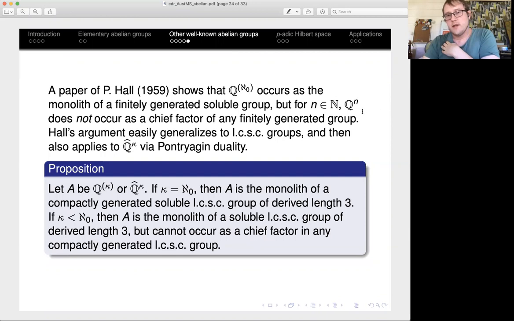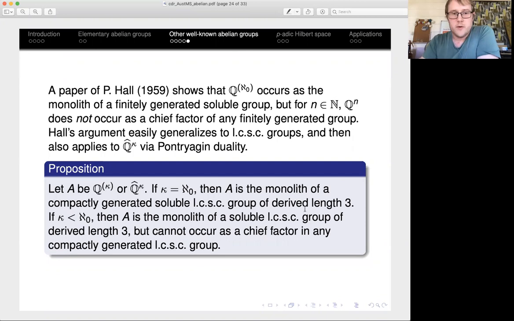So that means this Q to the n doesn't appear as a chief factor of any compactly generated l.c.s.c. group. So you can generalize the argument fairly easily. And then you feed it through Pontryagin duality and say, well, okay, Q hat to the n also doesn't appear as a chief factor of a compactly generated group.